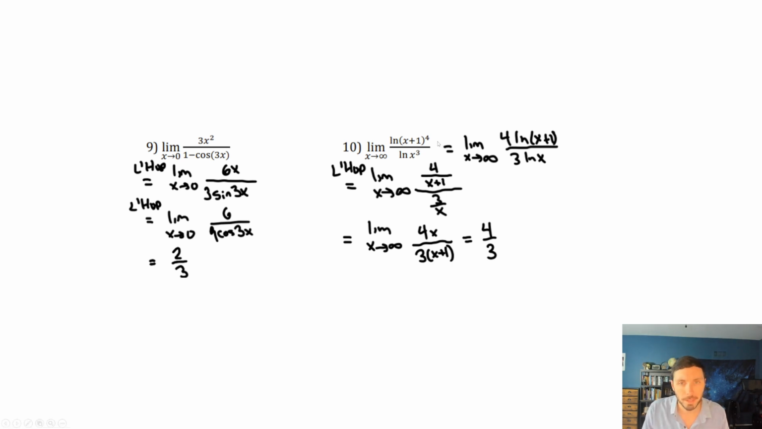So last one here, 10. I brought the 4 up front just by using a log property. Made my life a little easier. But still, I plugged in those infinities, and then same thing with the 3. I brought that up front. So I have infinity over infinity. That's no good. So I did L'Hopital's, derivative of top, derivative of bottom, and then I plugged in those infinities.